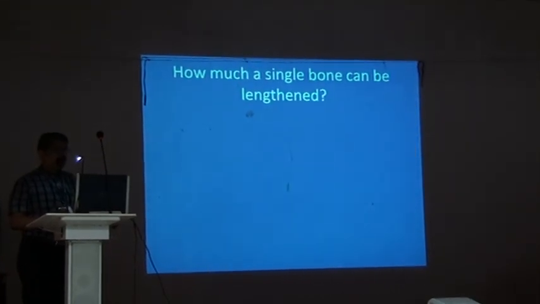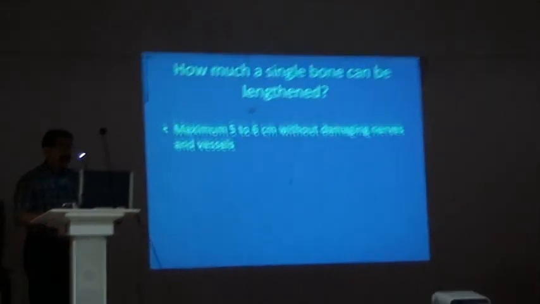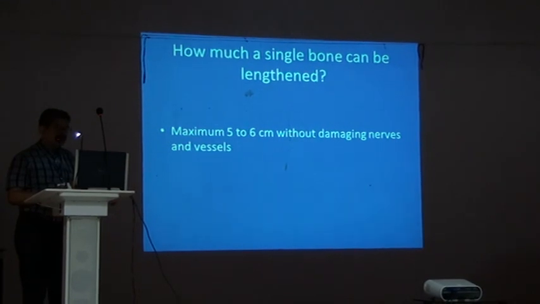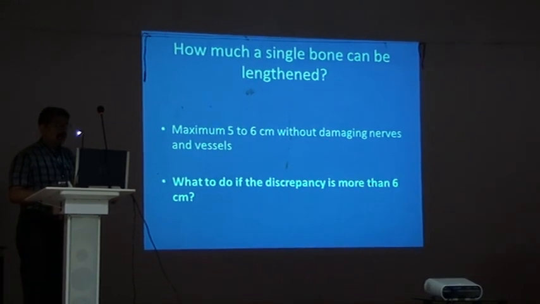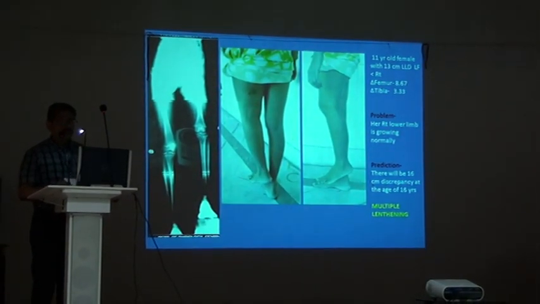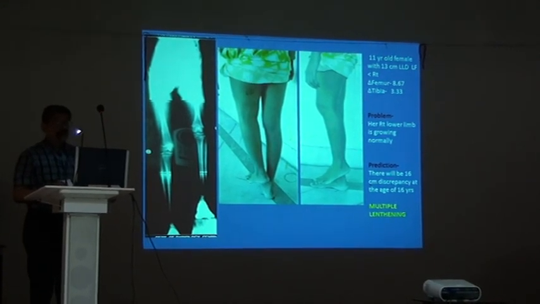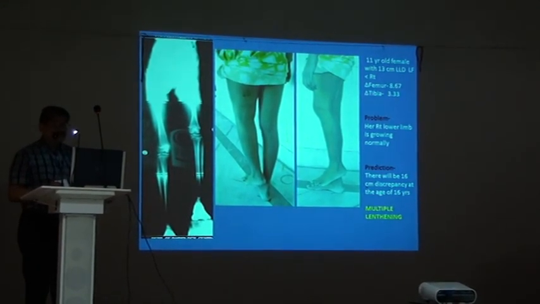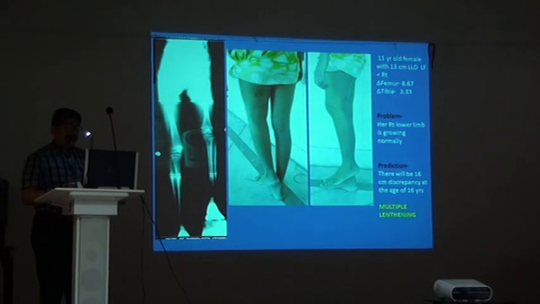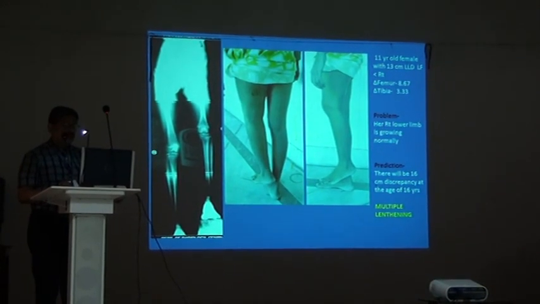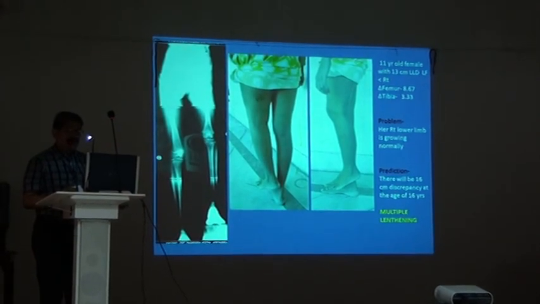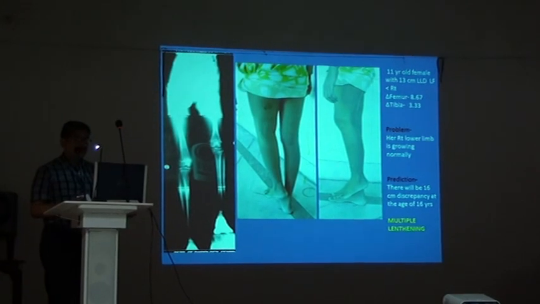But how much can a single bone be lengthened? The answer is a maximum of 5 to 6 cm without damaging nerves and vessels. So what to do if the discrepancy is more than 6 cm? Let's have an example. This is an 11 year old female with 13 cm discrepancy. Left is shorter than right. Now the problem is her right lower limb is growing normally, so our prediction is there will be a 16 cm discrepancy at the age of 16 years when she will get maturity. So the plan is to do multiple lengthening.